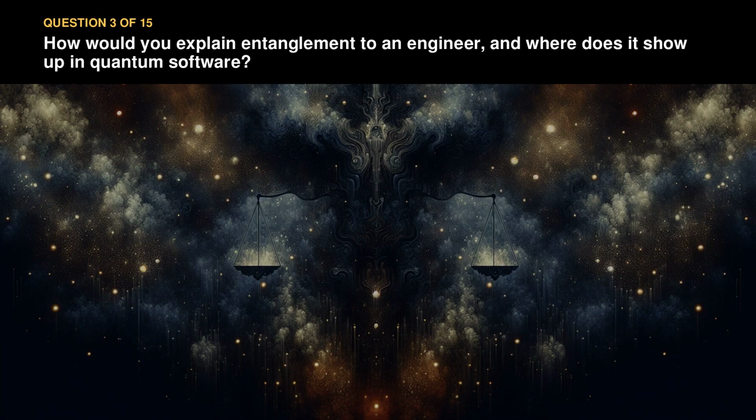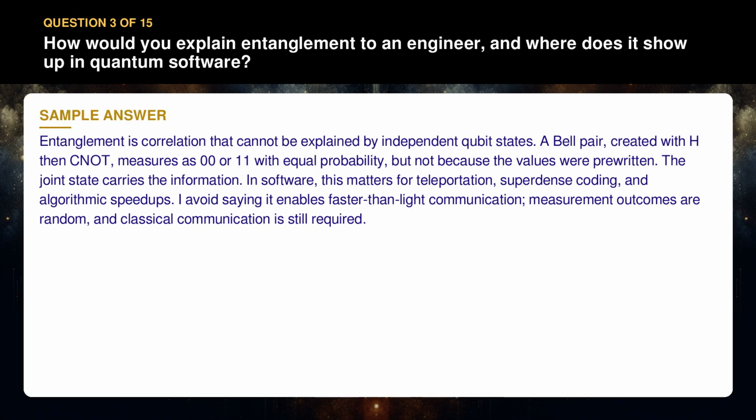Question 3. How would you explain entanglement to an engineer, and where does it show up in quantum software? Entanglement is correlation that cannot be explained by independent qubit states. A Bell pair, created with H then CNOT, measures as 0,0 or 1,1 with equal probability, but not because the values were pre-written. The joint state carries the information.